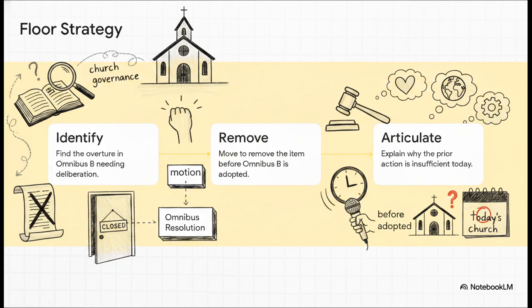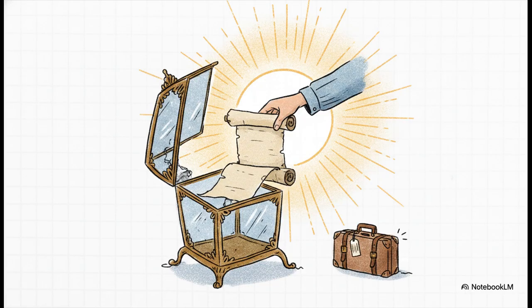Step 3. Be completely prepared to articulate at the microphone exactly why the prior action is pastorally, missionally, or practically insufficient today. By pulling an item out, you ensure matters of mission and doctrine get the transparency they actually deserve. Remember, efficient governance should never, ever come at the expense of faithful gospel witness. Respect prior actions? Absolutely, but don't treat them as untouchable relics if the mission field requires clarity today.